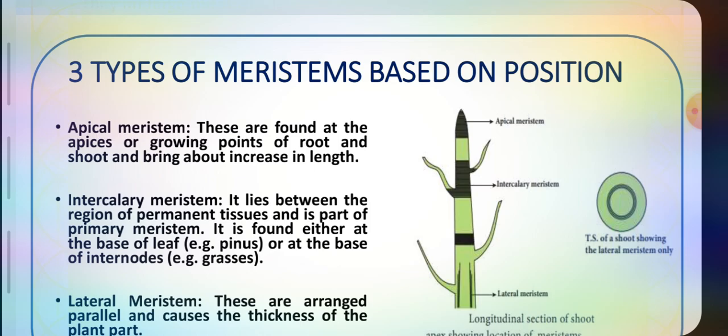So it grows in length. Vertically it grows upwards, or vertically it grows downwards, the root. That is because of this apical meristem.